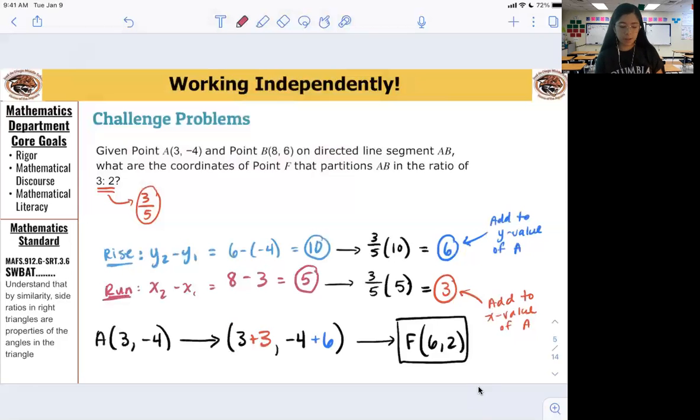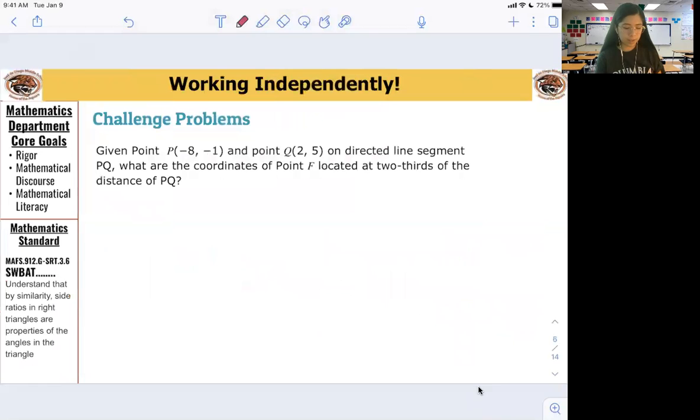Okay, I'm going to do another one. I wanted to really get some practice. Given point P and point Q, we're looking for point F, which is 2/3 of the distance. 2/3. Do I need to convert that into a fraction, or is it already a fraction? It's already a fraction. So the number I'll be multiplying by is 2/3. I want everybody to now try this on their own. Take about 4 minutes. I'll do it as well.